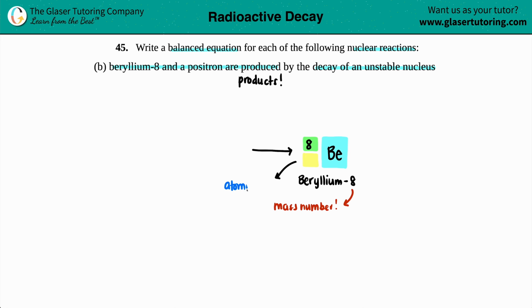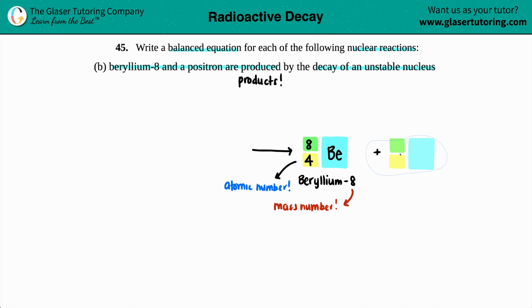Atomic numbers are unique for each element, and that is what we have to find out on the periodic table. Beryllium's atomic number is never going to change, and it's the whole number on the periodic table. So beryllium's got a big 4, and this is complete. So I have beryllium-8 going on here, and I know that a positron has to be produced as well, so let's add that to the mix.